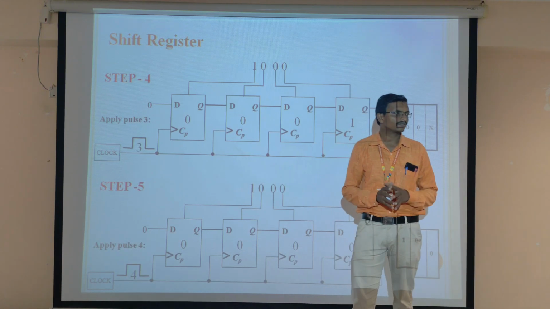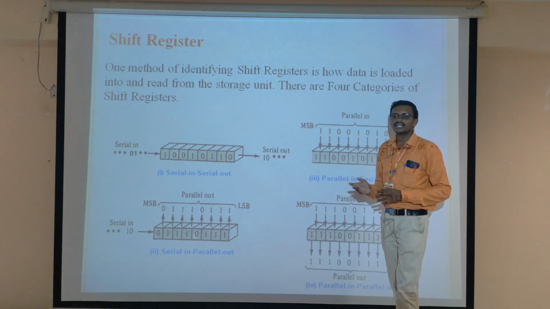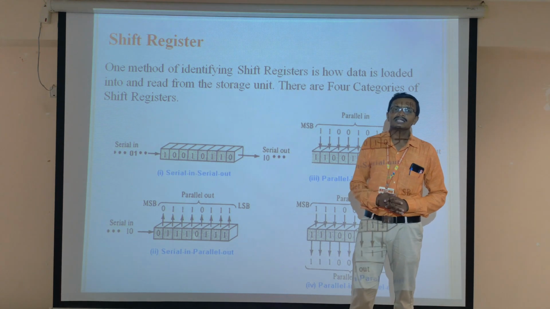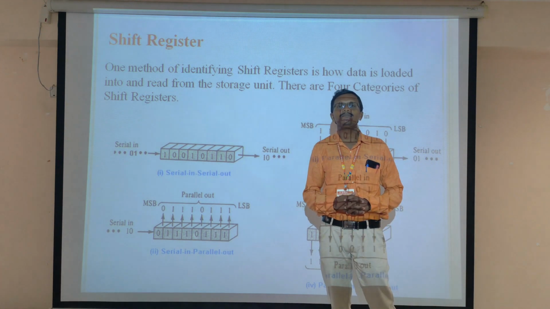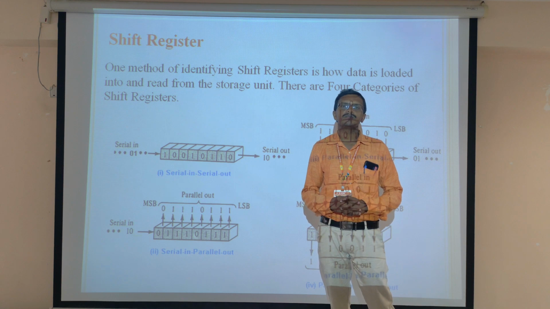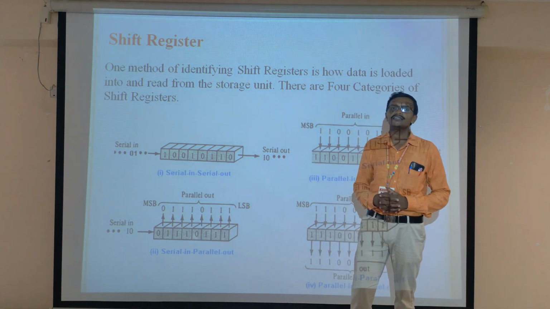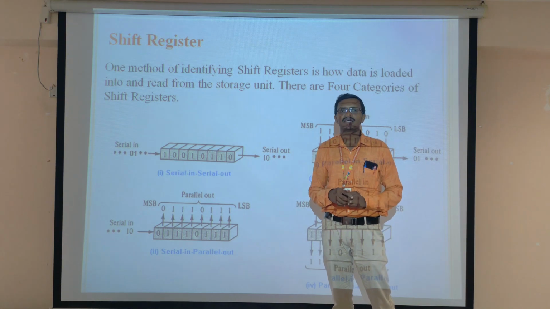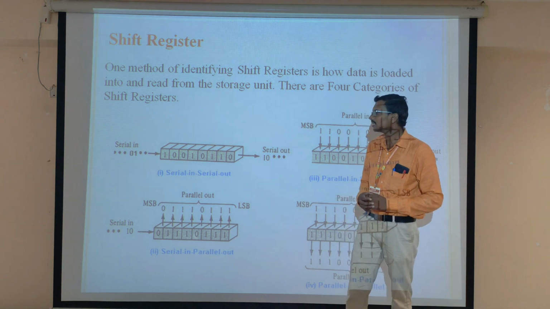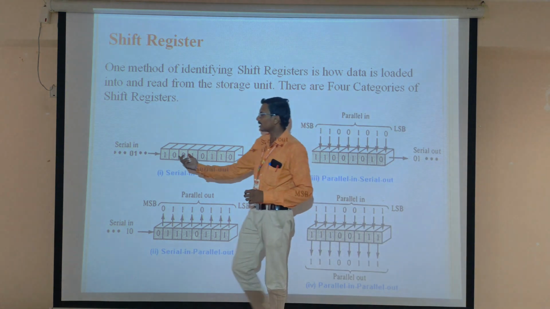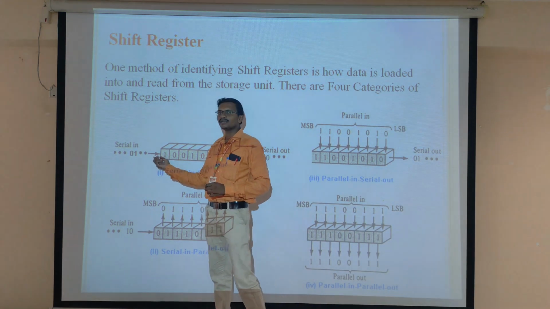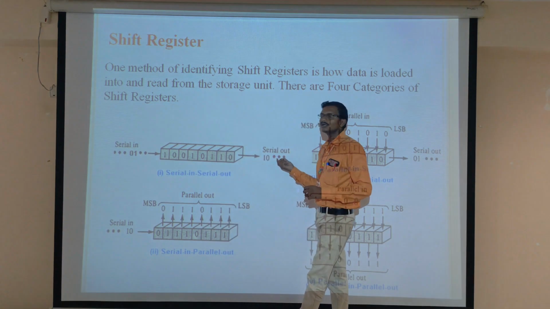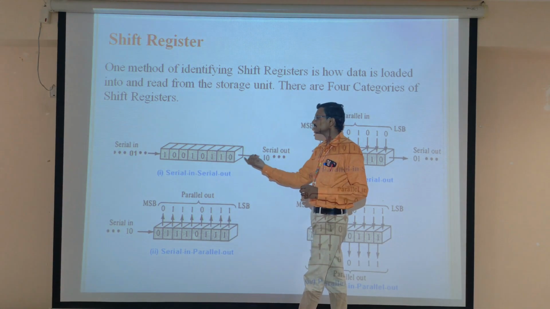Okay, next. There are 4 types of shift registers: serial in, serial out; serial in, parallel out; parallel in, serial out; and parallel in, parallel out. Serial in, serial out means we apply the input in serial manner, and we get the output also in serial manner. So the number of bits we apply in serial manner, we get in serial manner.